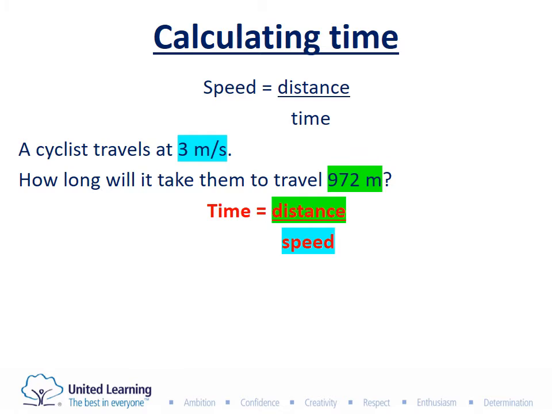You've already highlighted your values, so we know where to put them in the equation. So you've got 972 divided by 3, which equals 324 seconds. Again, make sure you're focusing on the units for the different ones. This is time, so the units need to be seconds.